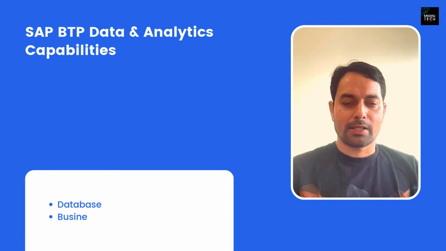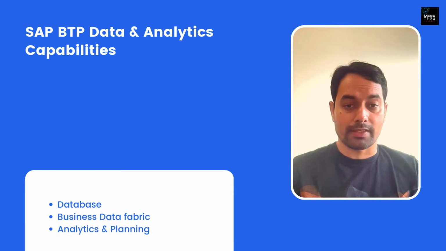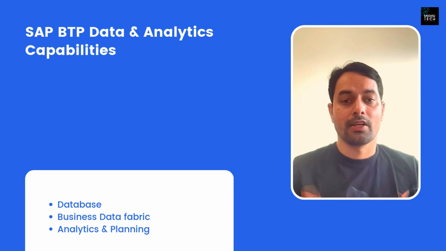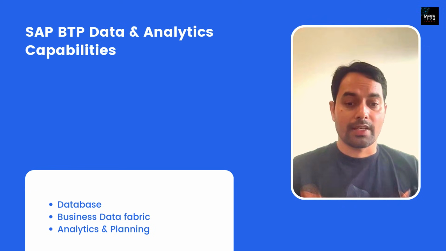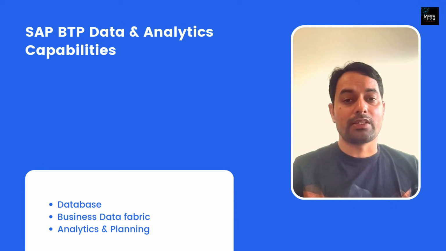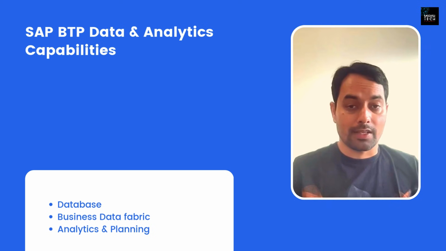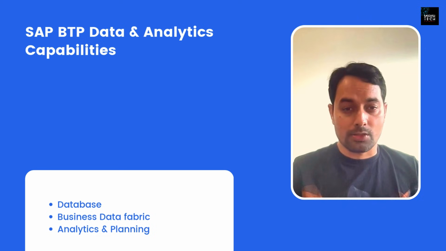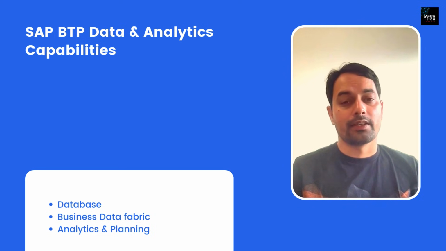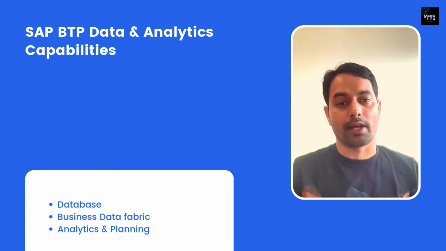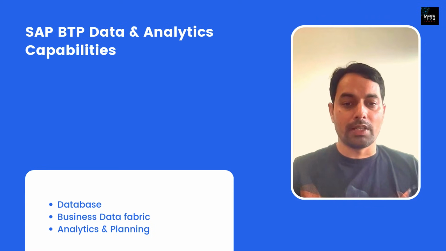From my perspective, the SAP Data and Analytics pillar has three main capabilities. The first one is data. So, database, you need a database to manage your data. The second one is the business data fabric, which we have been talking about all these days. So it means your data warehousing needs, your master data management, and everything. And the third one is analytics and planning, which will help you understand how your data is, what the relationships are, what the insights are, and then you can take the right decision on top of that. So these three are the key capabilities of the SAP BTP Data and Analytics pillar.